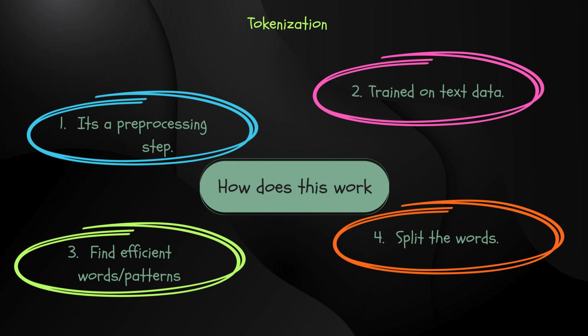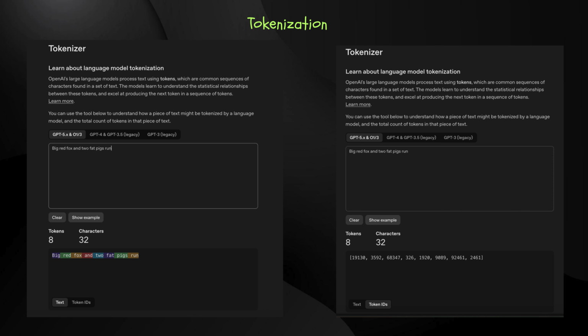Why split words like this? Efficiency. During training, the model sees huge amounts of text. Certain pieces of words appear repeatedly. Instead of memorizing every possible word, the tokenizer learns reusable pieces. For example, the ending "ing" appears in thousands of words, so it makes sense to treat it as its own token. This is the OpenAI Tokenizer. Here the total words are 8, characters are 32, and the token count is 8.